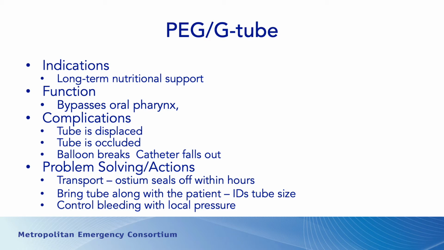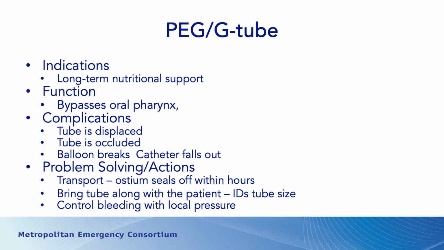What you need to do, what are your actions? The biggest point I want to make here is if the tube falls out, that ostium or hole in the abdominal wall can seal off within hours. So while you may wonder why they called us to the nursing home because the G tube fell out, why didn't they call a private ambulance? Well, if the private ambulance is 2 hours away, that could result in a significant delay in replacement of the tube, and that ostium or hole may seal off.